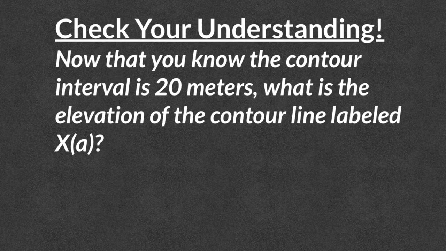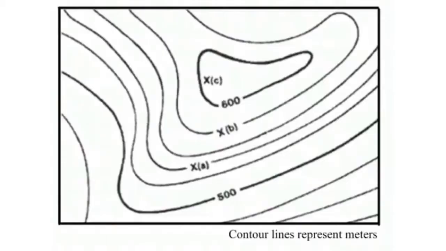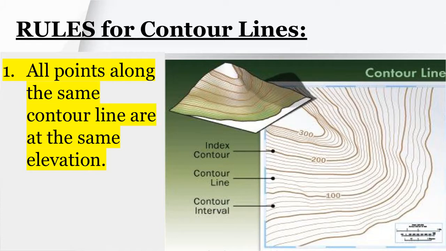Okay, hopefully you got that and you figured out that the contour interval was 20 meters on that map. So now that you know that, what is the elevation of the contour line that is labeled XA? Okay, hopefully you got those all right, and even if you didn't, as long as you understand them, that's the important part. All right, so next up, we're going to talk about 7 different rules for contour lines.